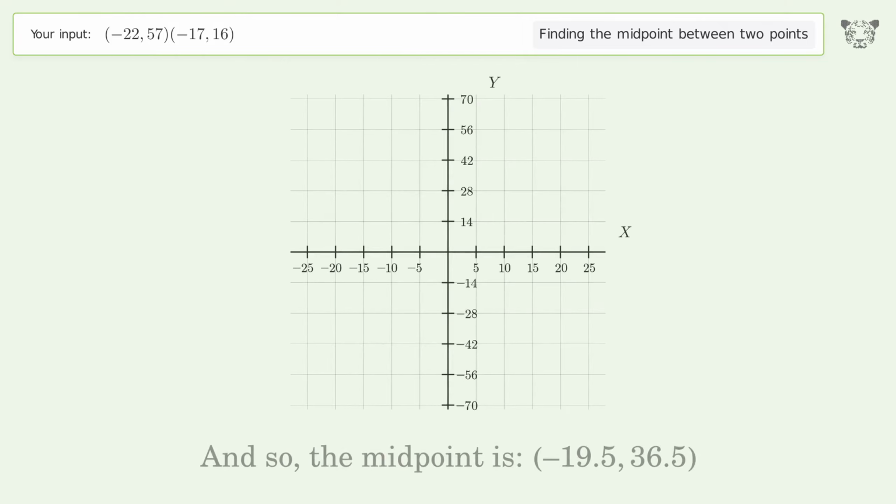And so, the midpoint is negative 19.5, 36.5.